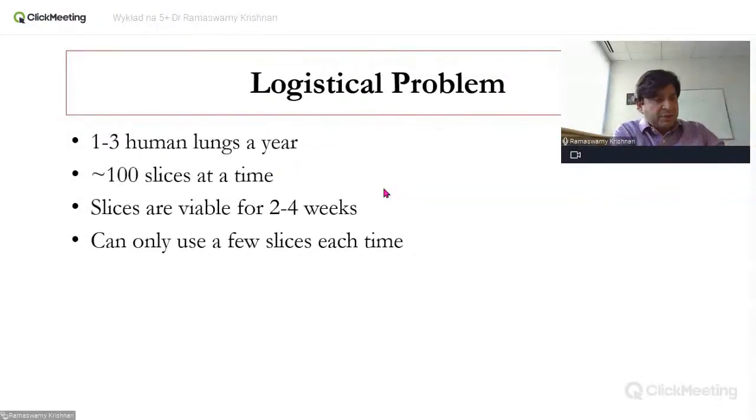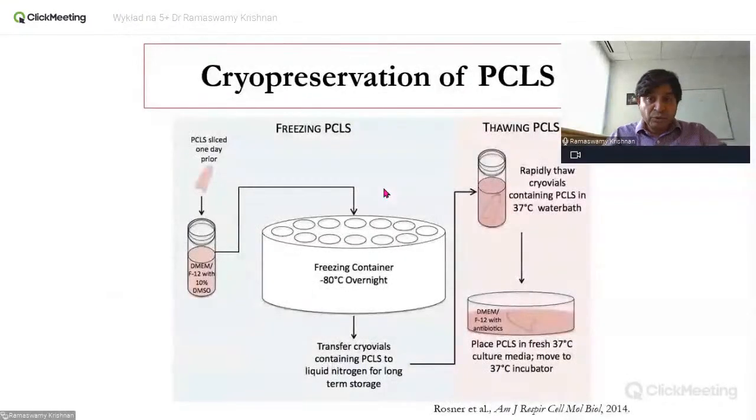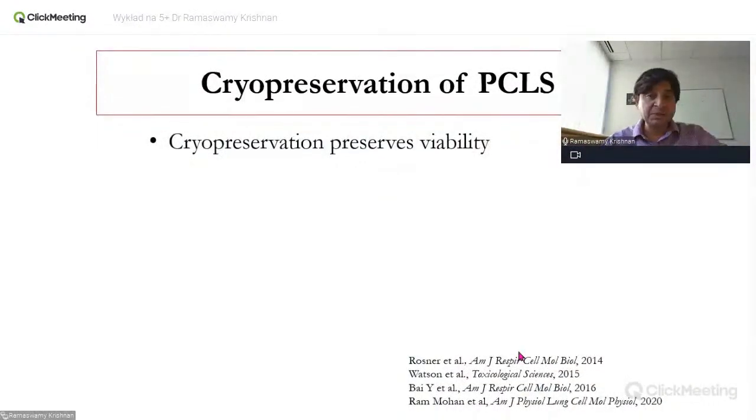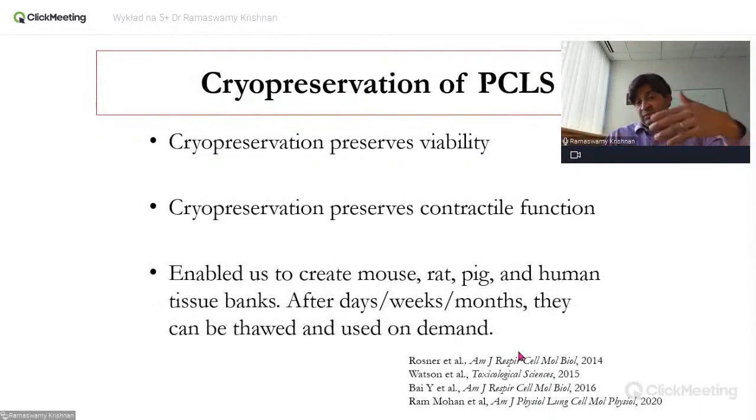So to solve this problem of limited samples, we devised the method of cryopreservation. For those in the audience who have ever been to a biology lab, if you've ever frozen cells, the method is precisely the same. Take slices, drop them in a medium with 10% DMSO, Mr. Frosty, and then it goes to liquid nitrogen. On the day of the experiment, rapidly thaw the slices, place them in medium, and proceed. And we've confirmed that this preserves viability of the lung slices. Importantly for us, it preserves contractile function of the airways. And we've used this to generate banks with mouse, rat, pig, and even human. And we've thawed them out days, months after, and we use them on demand.